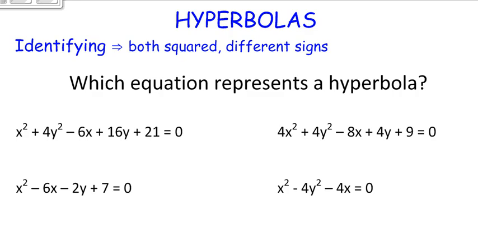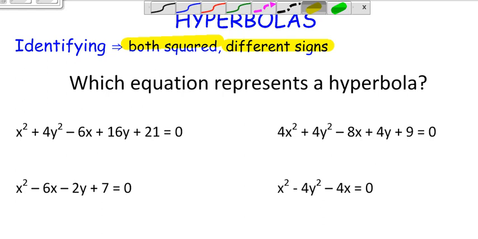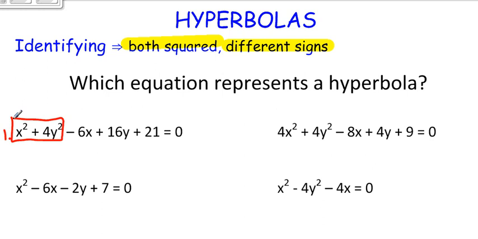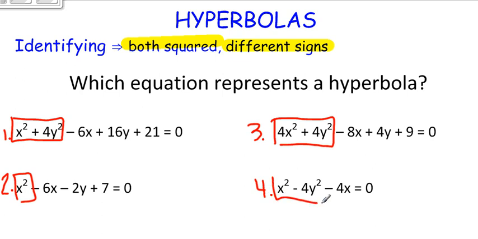Okay, then we have the hyperbola. In the hyperbola, both terms are still squared, but they have that difference of sign. So one's positive and the other one is negative. Let's go back through our list here. For number one, they're both positive, so it's not that one. For number two, we only have one term, so it's not that one. For number three, they're both positive, so immediately it's not that one. And for number four, we do have a difference of sign. That x squared is positive. So this one would be our hyperbola.